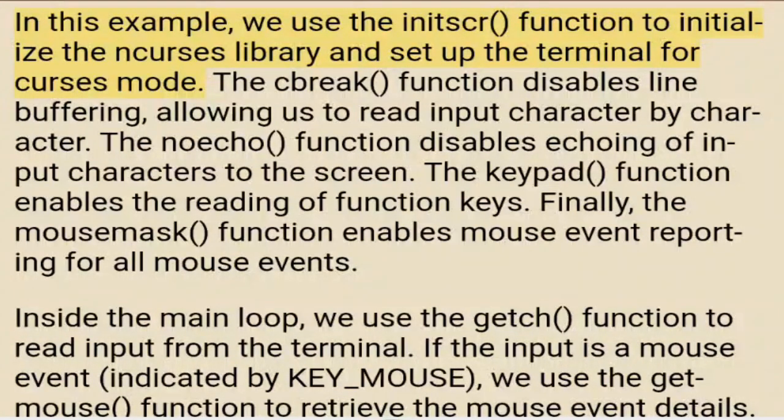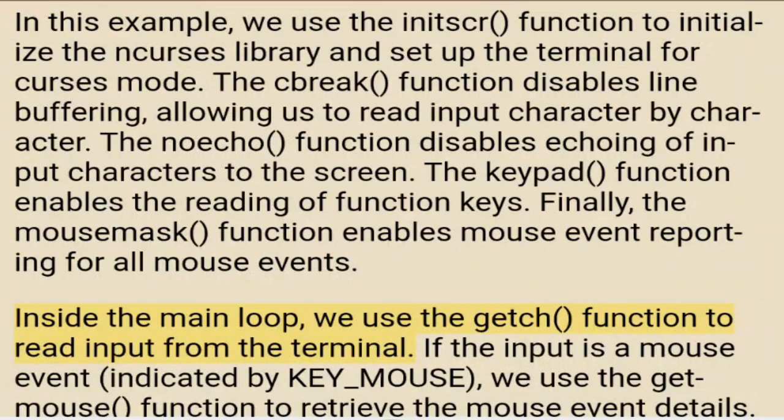In this example, we use the initscr function to initialize the ncurses library and set up the terminal for curses mode. The cbreak function disables line buffering, allowing us to read input character by character. The noecho function disables echoing of input characters to the screen. The keypad function enables the reading of function keys. Finally, the mousemask function enables mouse event reporting for all mouse events.